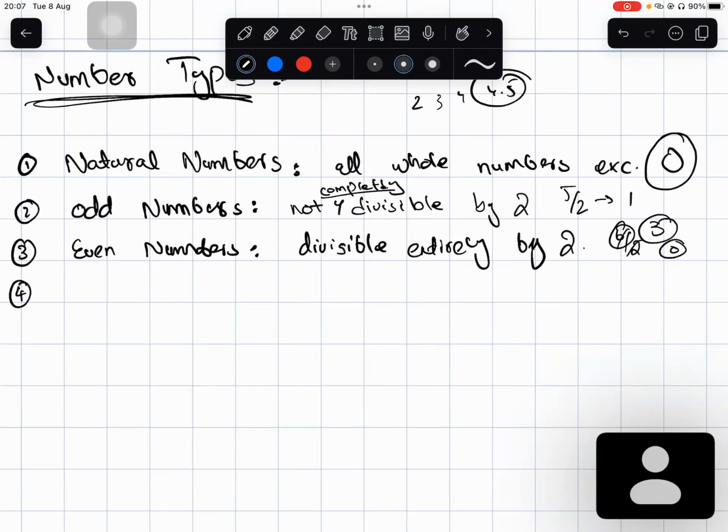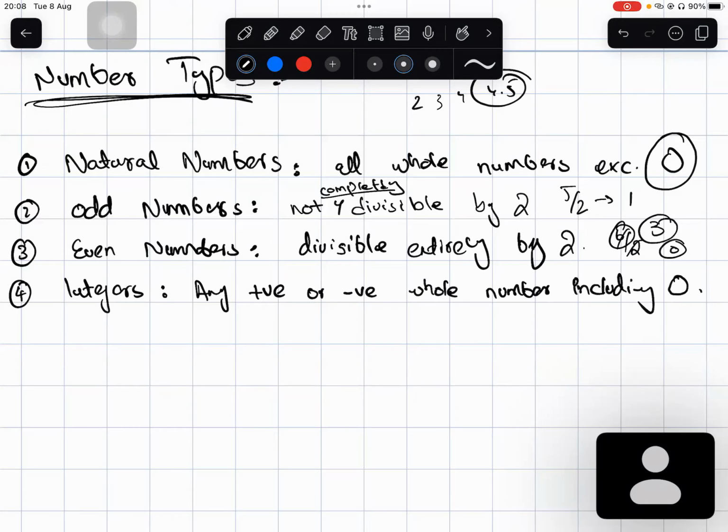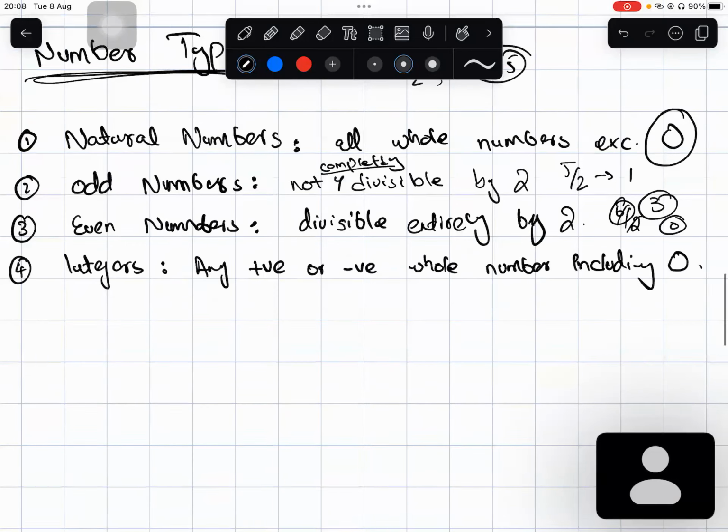Integers. Integers would include any positive or negative whole number, including 0. So basically, the difference between natural numbers and integers is that natural numbers exclude 0 and integers include zero. Nothing else.